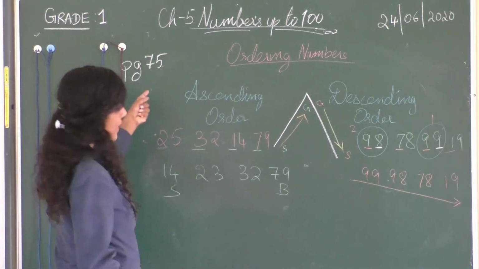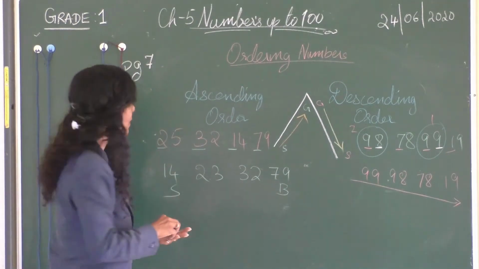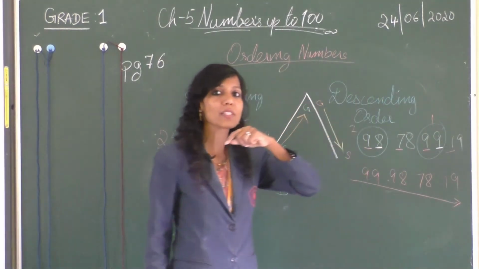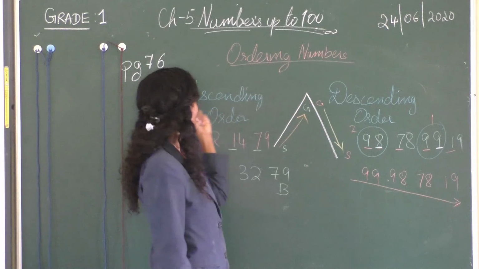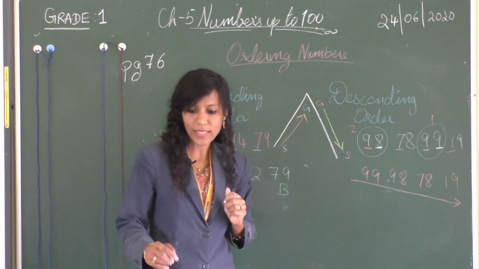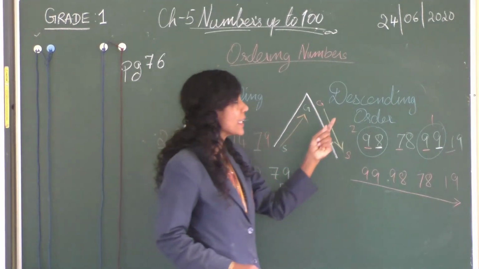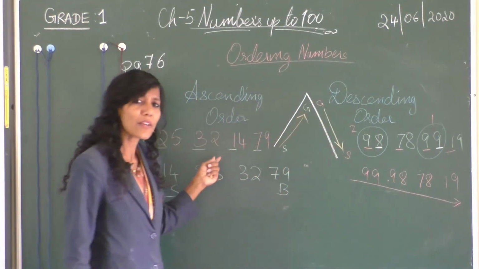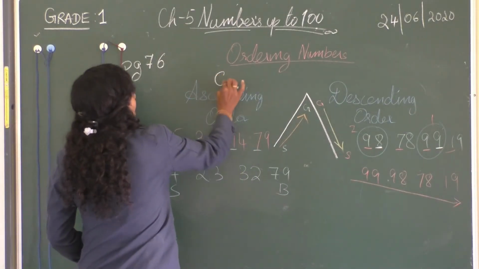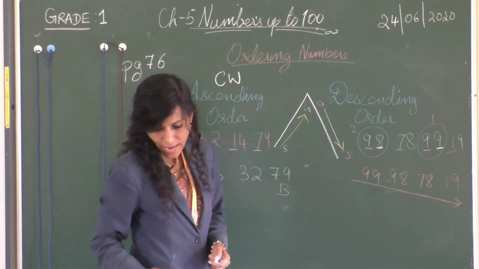Well, page number 76. Write again today's date, 24/06/2020. When you come here, you have two questions given. One is rewrite the given numbers in ascending order. Next one, rewrite the given numbers in descending order. There are only two sums under each. Both you have to do as your class work. So write CW, write today's date and do it.